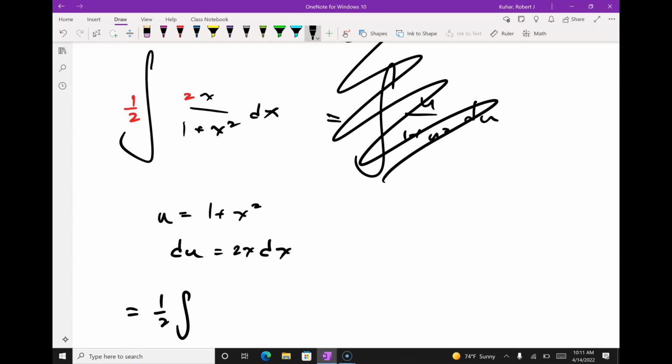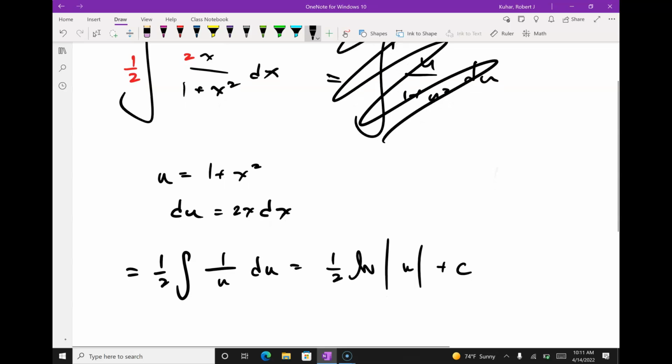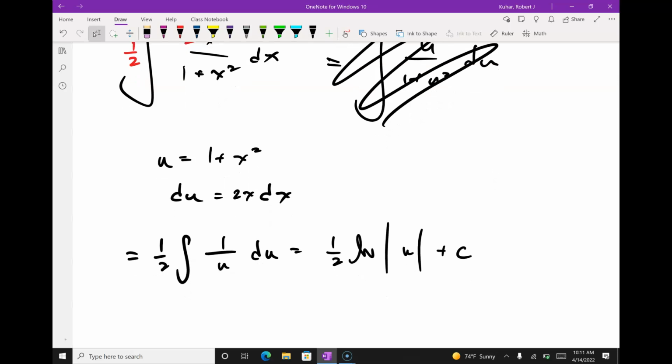So one half of the integral. Now upstairs is just du. I have 1 over u du, right? And that's one half of the ln of the absolute value of u, all plus c. Is everybody with me? What is u? The downstairs, 1 plus x squared, right? So I have one half of the ln of 1 plus x squared, all plus c.